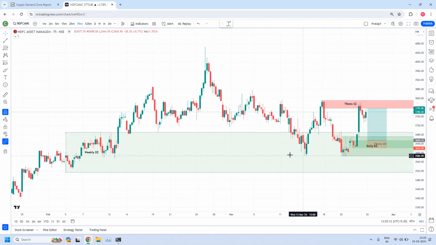But see here, all the prices are held here. Somebody is holding. Who is that? We have a rally. The 75-minute zone. Look into this 75-minute zone. There is one more zone here inside.